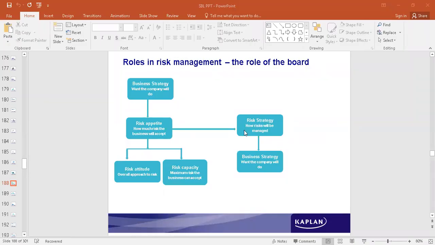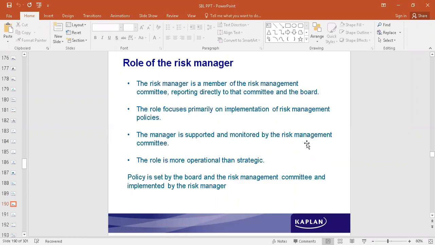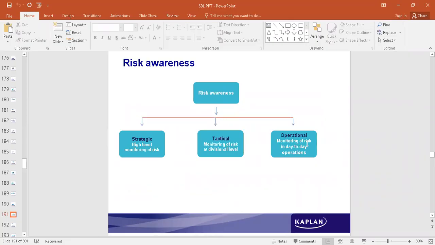Okay, risk strategy, how risk will be managed, and then ultimately to ensure that the business strategy or the strategy of the organization in terms of achieving the objectives could be achieved or not. We've understood about what is the risk committee. Risk committee, like audit committee looks into the audit function, risk committee looks into the management of risk. So update company risk profile and appetite. Communicate that to the people in the organization, bring about some awareness about risk, implement the plans. As they implement the plans, establish policies for risk management. Role of risk manager is basically overall, the summary of it is how he manages the risk that is present in the organization.